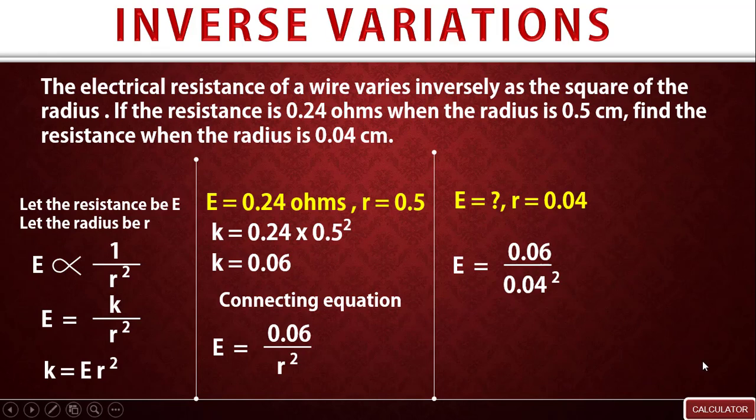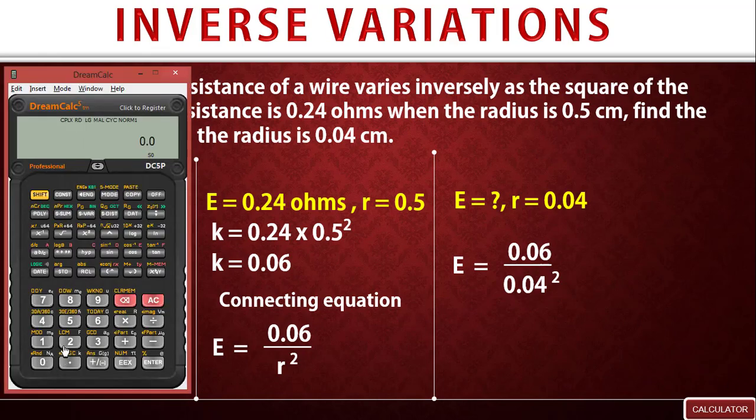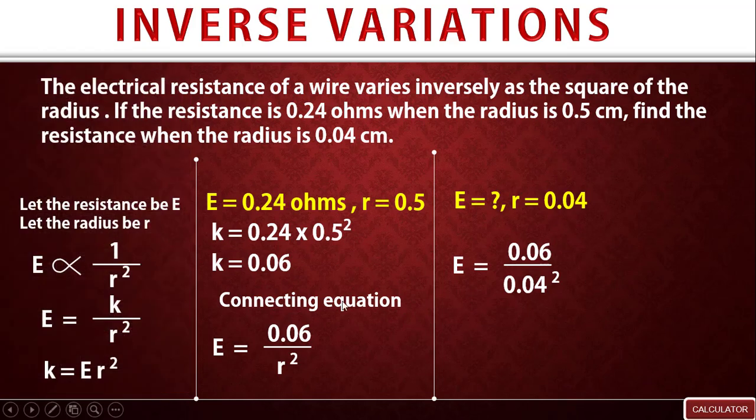So let's use the calculator to do that. 0.06 divided by 0.04, then square that, then press equals. That gives us 37.5. So our E, which is the electrical resistance, is 37.5.